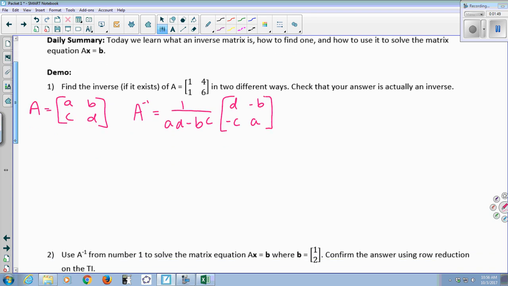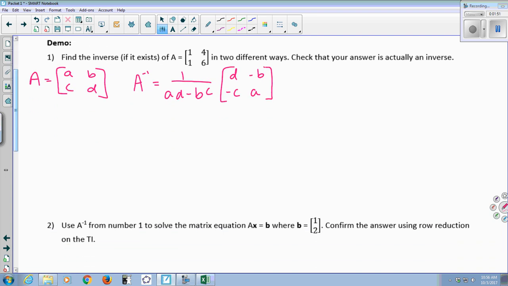All right, so in this case, A inverse is going to be 1 over AD minus BC, which is 1 times 6, minus B times C, 4 times 1. And then times the matrix A, but rearranged a little bit. The 1 and the 6 are going to swap places. The 4 and the 1 stay where they are, but they become negative. And then I just simplify this.